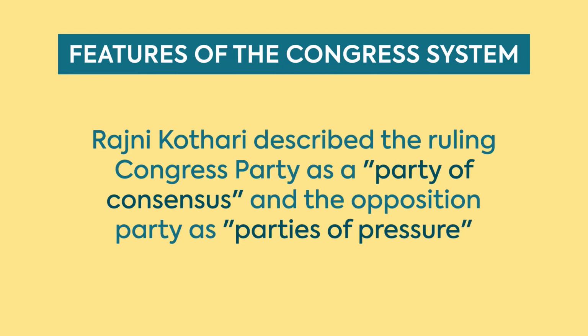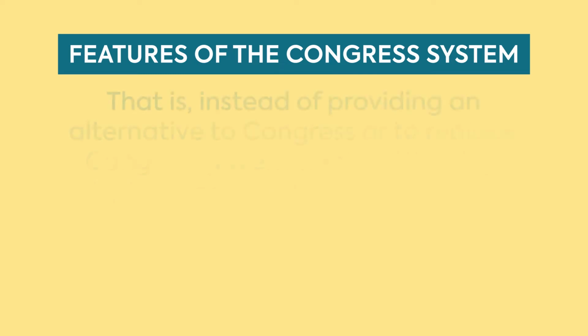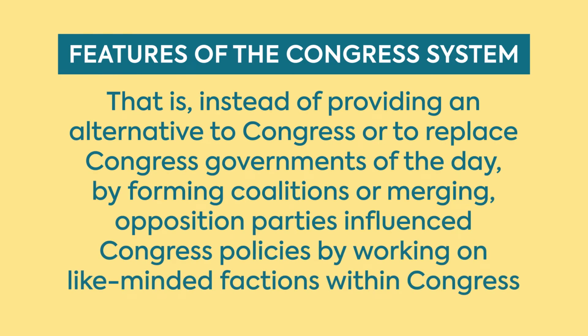Rajni Kothari described the ruling Congress party as the party of consensus. He also described the opposition parties as the parties of pressure. That means instead of providing an alternative to the Congress or replacing the Congress, the different opposition parties actually influence the Congress by working with like-minded Congress factional groups.